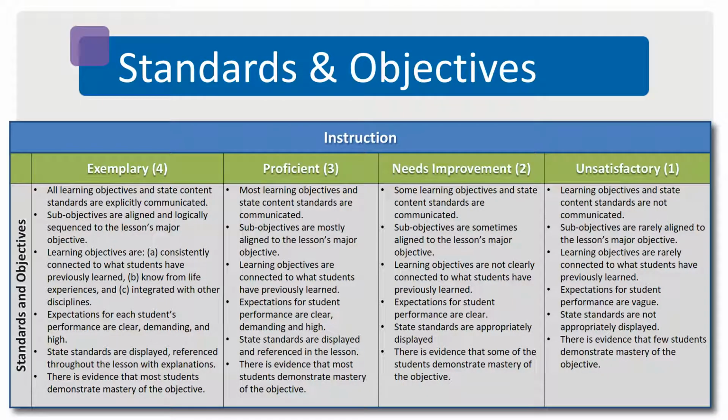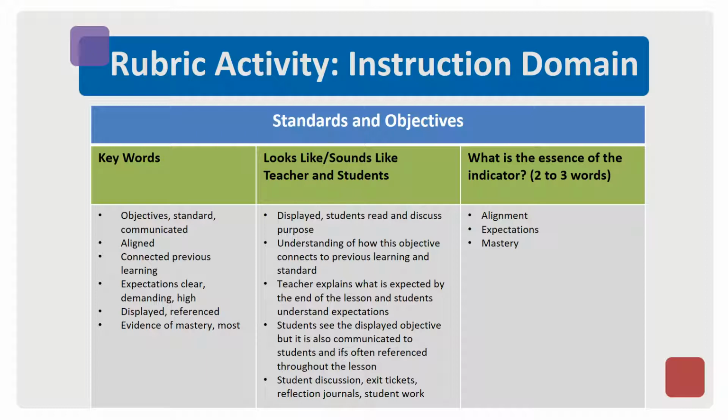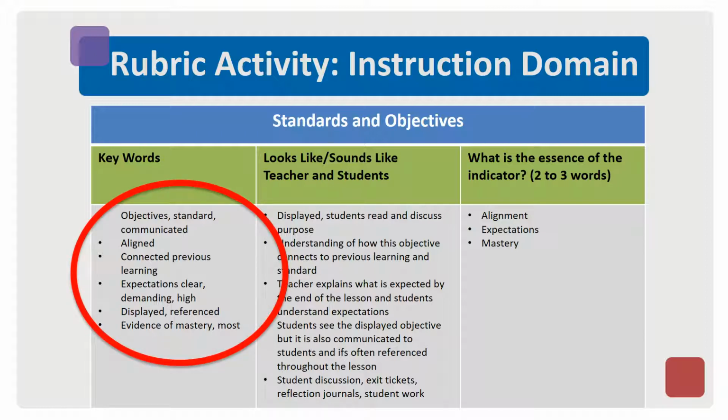Take a look at the examples shown. Notice the keywords of the descriptors are highlighted in the rubric. This is an example of what you will do for the remaining indicators in the instruction domain. The next slide shows an example of how to complete the activity sheet. Let's take a look at the example provided in Handout 2. Notice we filled in column 1 with the keywords we highlighted on the rubric.